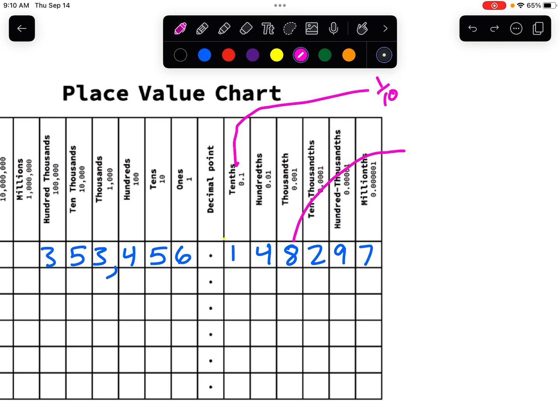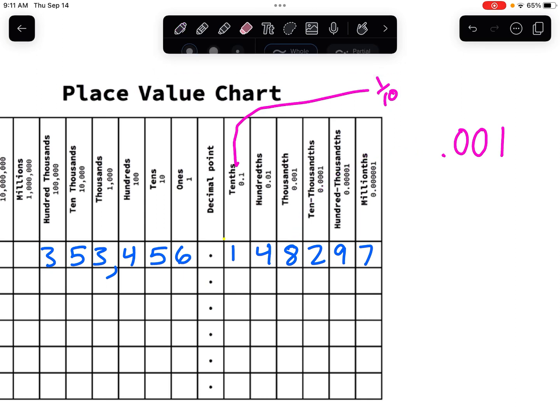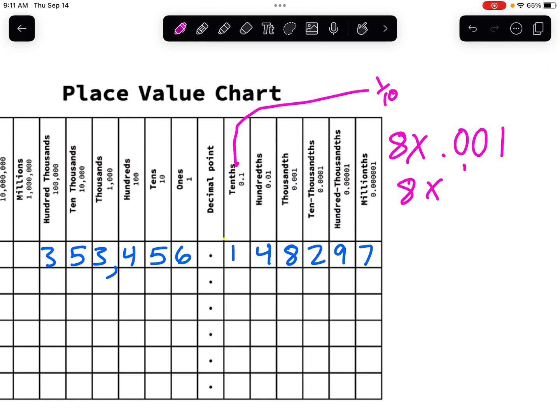So now we've got 8 in the thousandths place. Let's do it. 8 times. Now, sometimes we have to think about it. Okay, we've got tenths, hundredths. Oh, the next one's going to be the thousandths place. So that's going to be 8 times 0.001, or 8 times 1 over 1,000, which equals 8 over 1,000, which again, if you haven't learned yet, I will explain it to you.